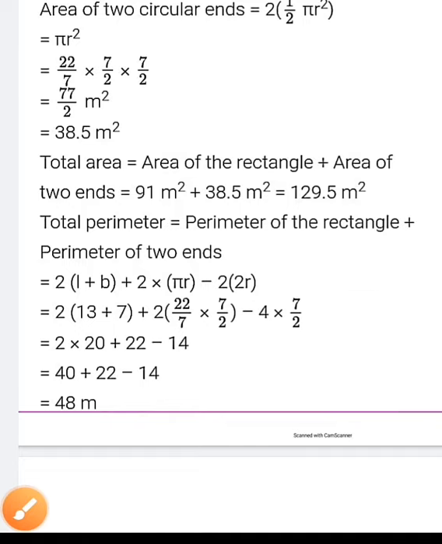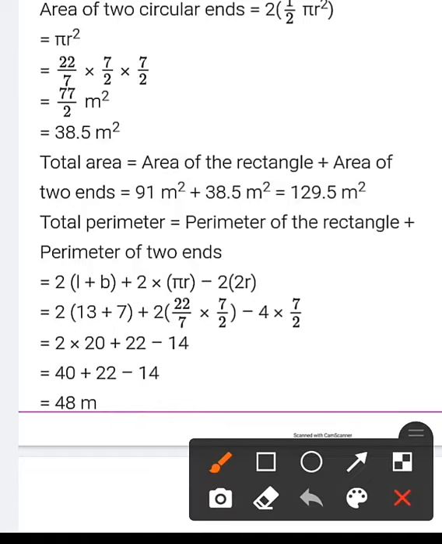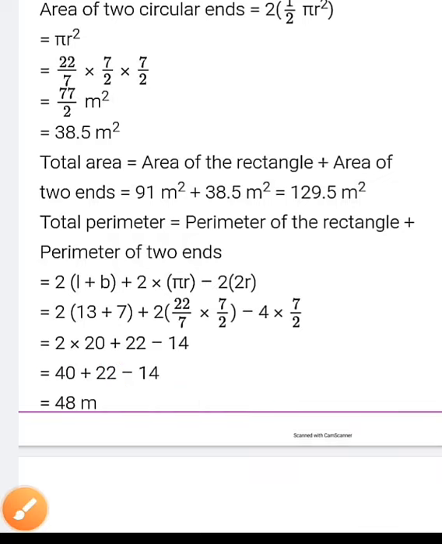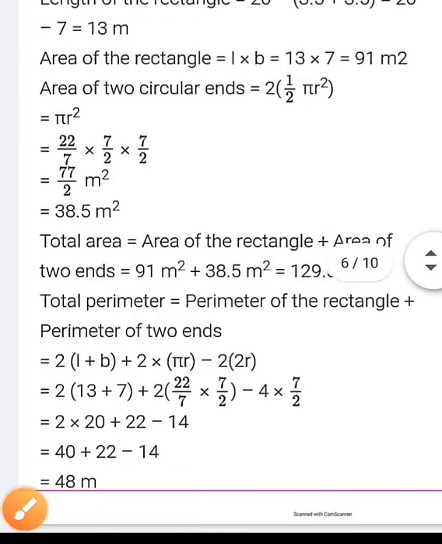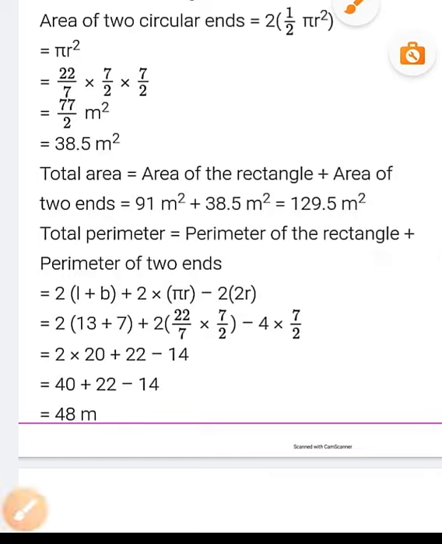So the final answer will be, after calculation, 2 into 20 plus 22 minus 14. So 48 meter will be the perimeter of this garden. Hope you understood. This was question number 3. Now we will move ahead with question number 4.